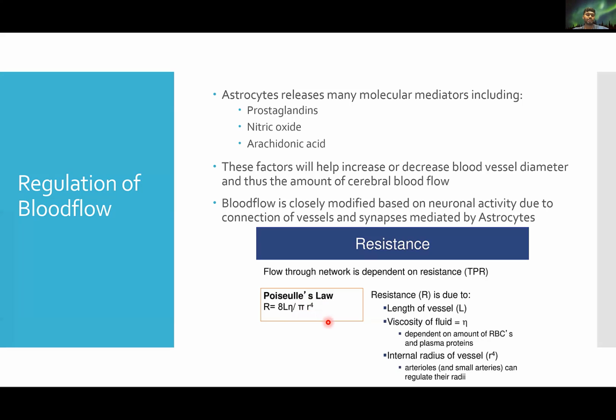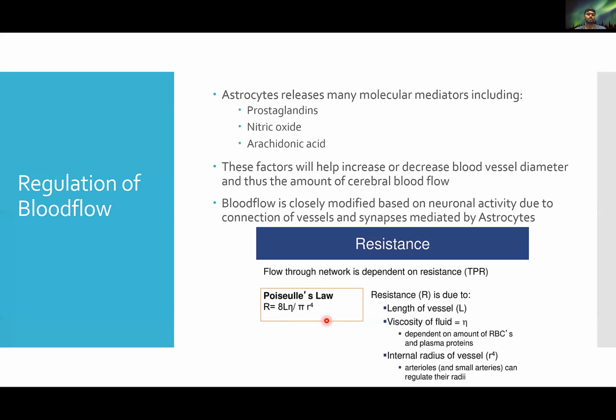Okay, so to switch gears for a second, we need to talk about the signals the astrocyte receives to regulate blood flow. As we talked about with the protoplasmic astrocytes, they have connections between the synapses as well as blood vessels. This is very important because this allowed scientists to hypothesize and eventually prove that blood flow is closely modified based on neuronal activity because of these connections. If we think about neuronal activity, synapses are firing off very quickly, and a very quick action requires a very quick response to respond appropriately.